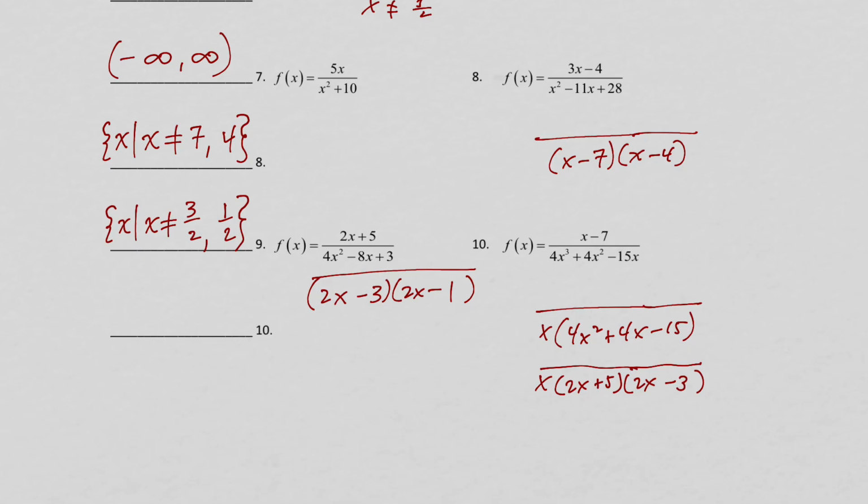The positive 5 gives me a positive 10x. This gives me a negative 6x. And 10x minus 6x is positive 4x. And of course, these multiply to that. So this tells me that x cannot be equal to 0. So I have all the values of x such that x cannot be equal to 0. This tells me a negative 5 over 2. And this tells me a positive 3 over 2.